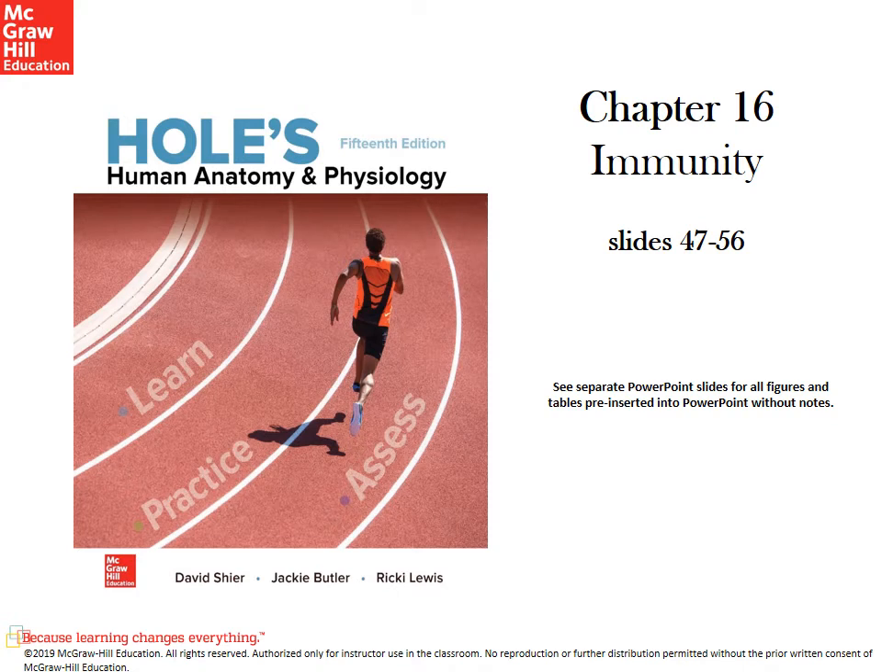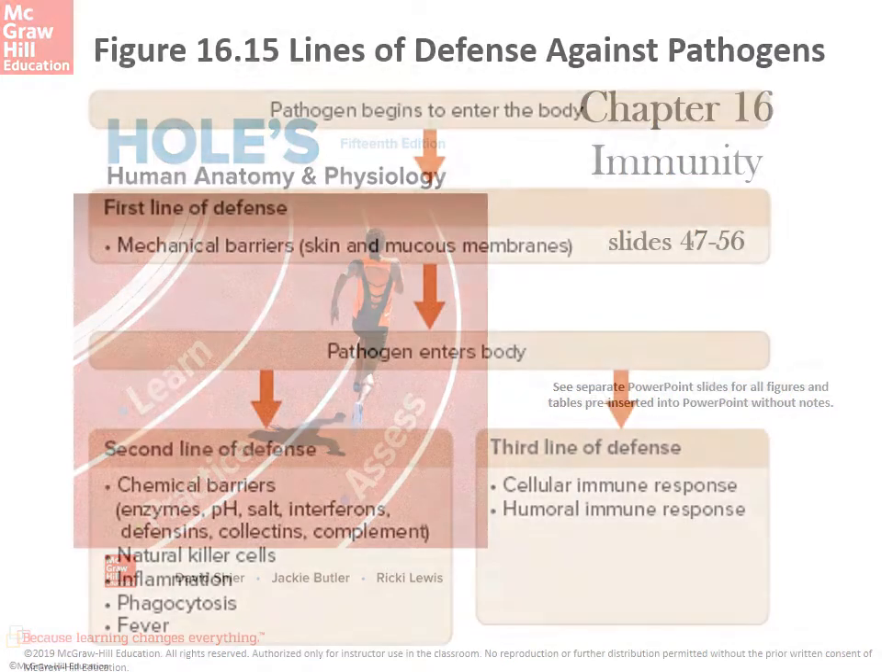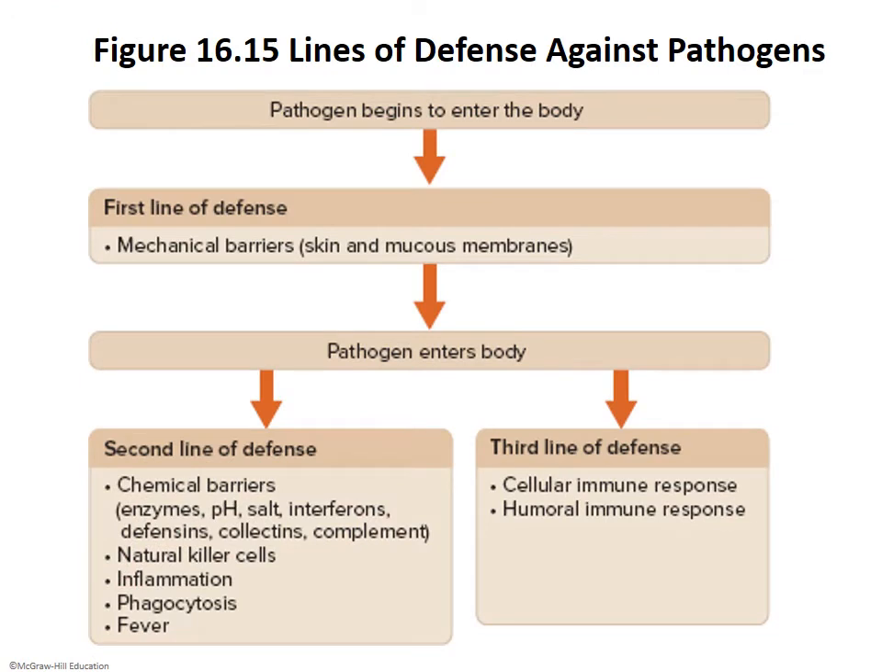All right, so we're at the end of chapter 16, and this is the basic information about immunity. Now, I went back and pulled up this little flow chart just to look at real quick. What it's showing is that a pathogen, when it tries to enter the body, has to go past the first line of defense. The first line of defense, which was the mechanical barriers, is the skin and the mucous membranes of all the entry points.